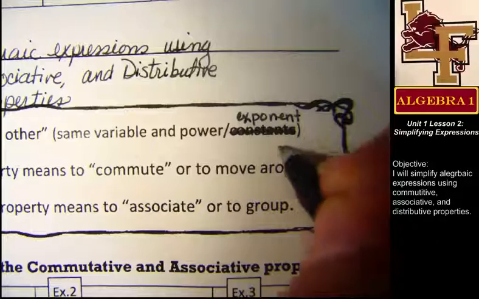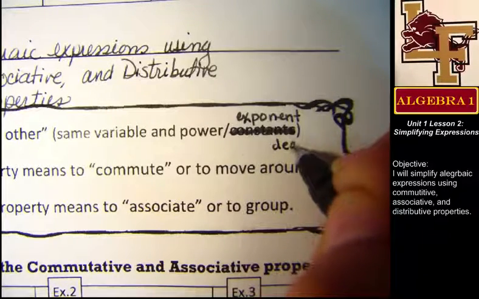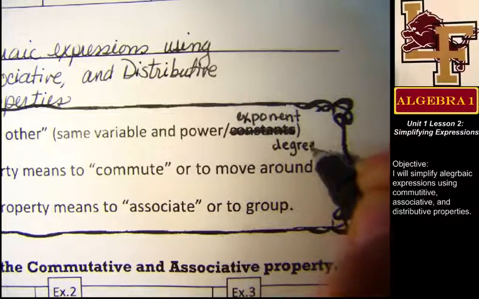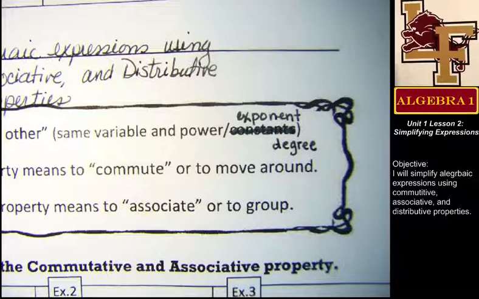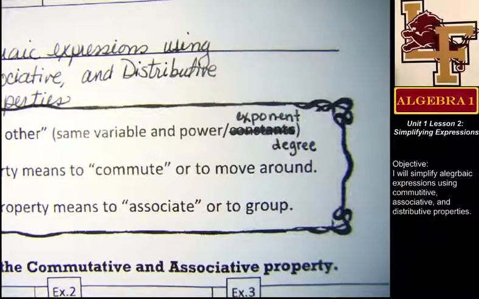I'm going to give you an algebra 2 word. We'll also call this the degree. Okay? So it's going to have the same variable, the same letters. It's going to have the same exponent, like that squared one we saw in the do now, which is also called the exponent or the degree.